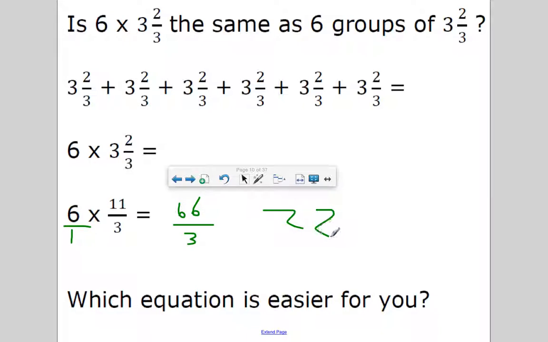22 times. Please, again, do not multiply 6 times 3 and then stick the 2/3 next to it, because then I could do, 6 times 3 is 18, 18 2/3. No. If you check this, 3 plus 3 plus 3 plus 3 plus 3 plus 3 is 18. Then you have 2/3, 2/3, 2/3, 2/3, 2/3, 2/3. So again, do not do that. You have 6 groups of 2/3. That's 4. So 18 plus 4 is 22.